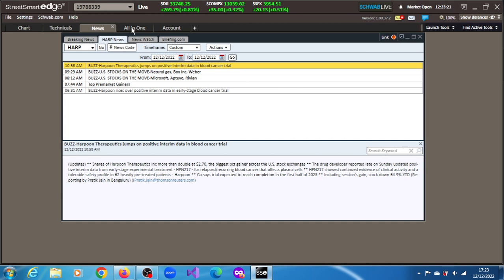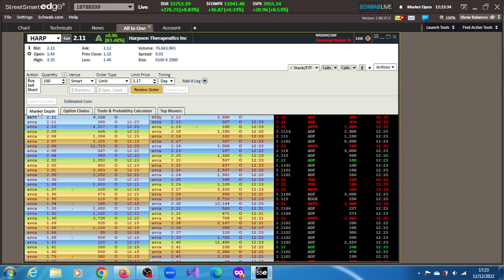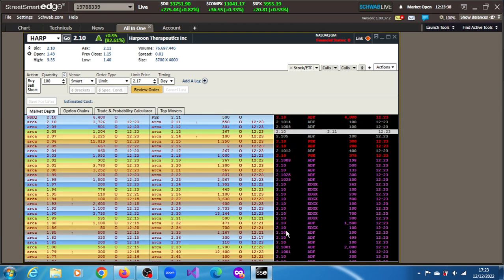So the volume, you can see the average volume is about 3 million shares or thereabouts. You can see 76.643 million shares have crossed the tape, and it's optionable as I indicated earlier on. How much aggression are we looking at here? Quite aggressive, yes, quite aggressive.